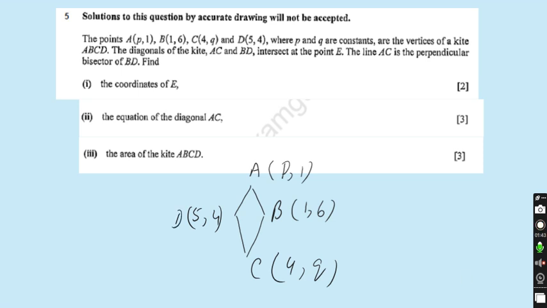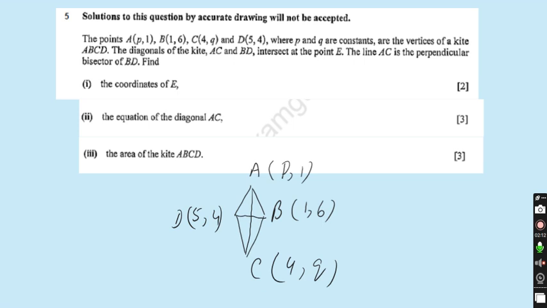Now look carefully. The diagonals of the kite, AC and BD, intersect at the point E. So if we draw the diagonals AC and BD, the line AC is the perpendicular bisector of BD. This point is very important. This is the property of a kite: in a kite, one diagonal is the perpendicular bisector of the other diagonal.